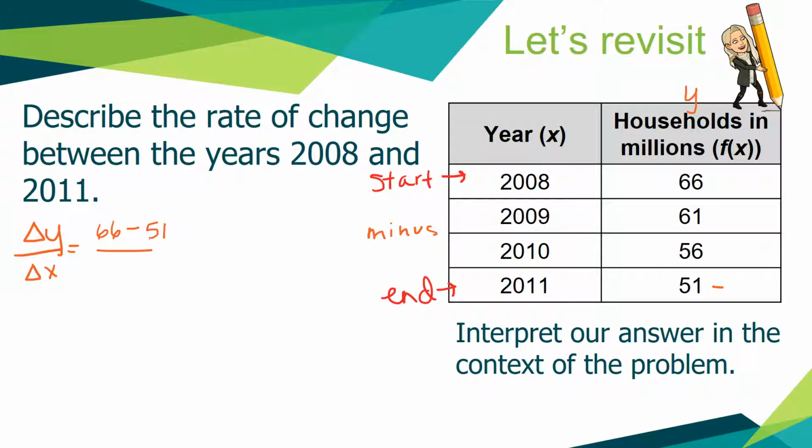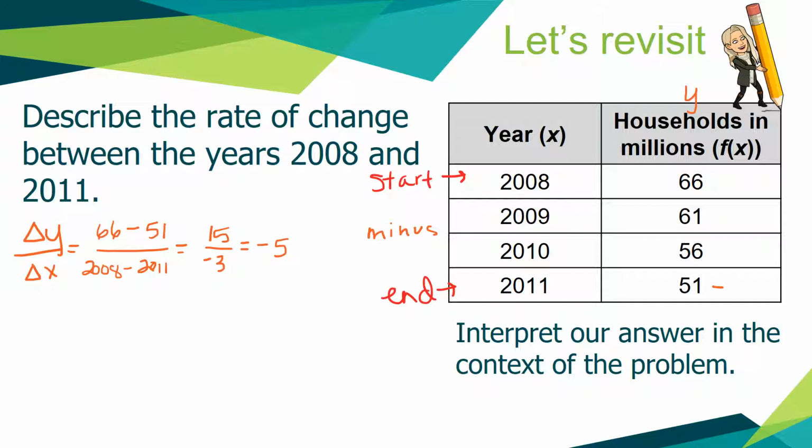Those are my y's. Now I need to find the change in my x's. So again, go back to the start of my x, which would be 2008. I'm going to subtract the endpoint, which is 2011. 66 minus 51 would be 15, and 2008 minus 2011 is negative 3. Now, can we simplify this fraction? Well, 15 divided by negative 3 does simplify to negative 5.